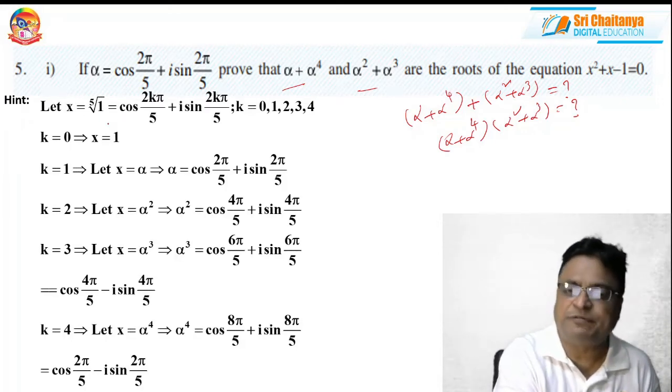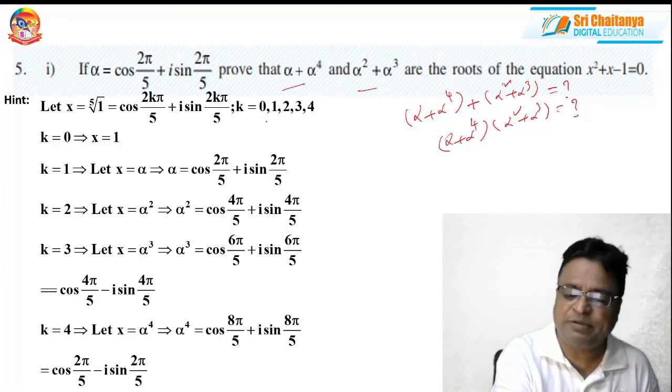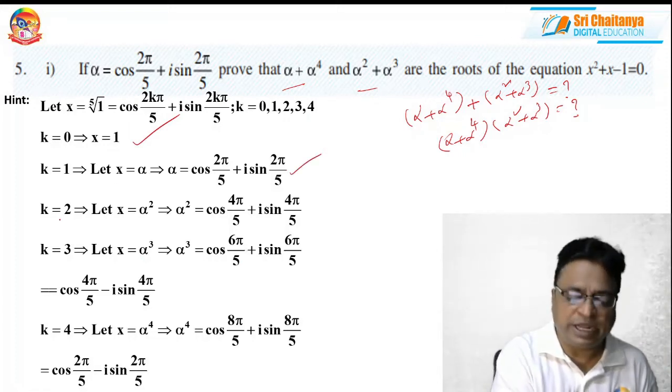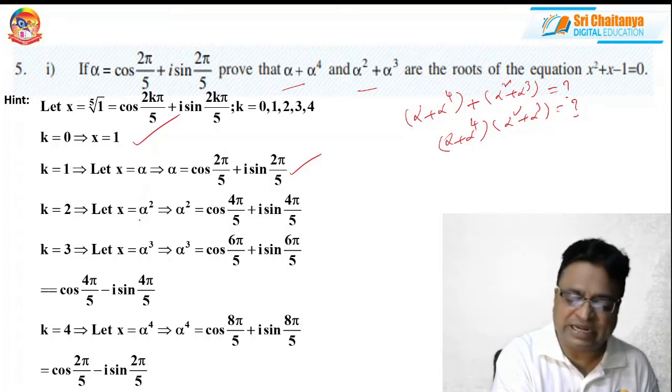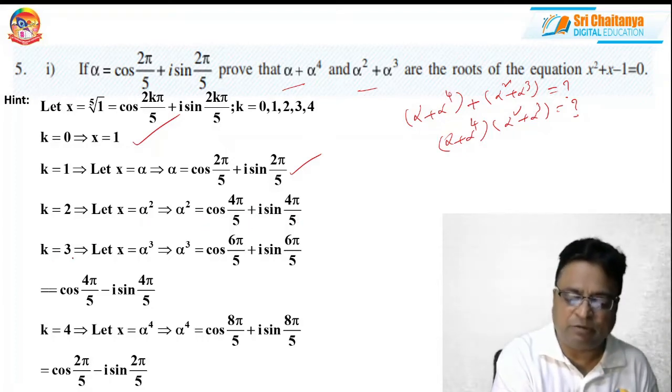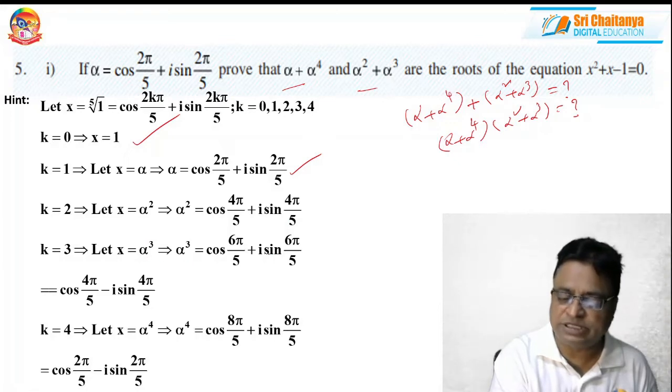So x is equal to the fifth root of 1. This is cos 2k pi by 5 plus i sin 2k pi by 5, where k equal to 0, 1, 2, 3, 4. If k equal to 0, x is equal to 1. This is one root. k equal to 1 is my another root, say alpha. For k equal to 2, let my root be alpha square, which is cos 4 pi by 5 plus i sin 4 pi by 5. Similarly for k equal to 3, this is alpha cube, cos 6 pi by 5 plus i sin 6 pi by 5.